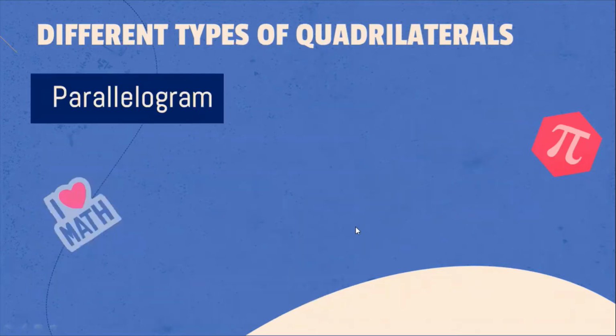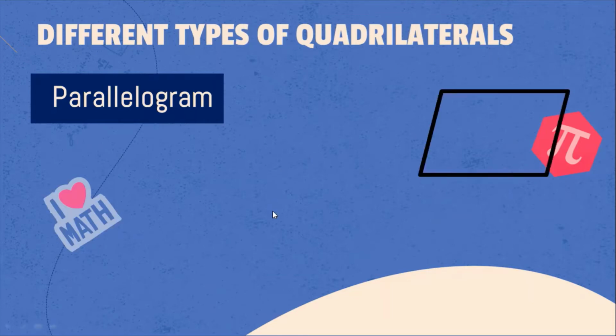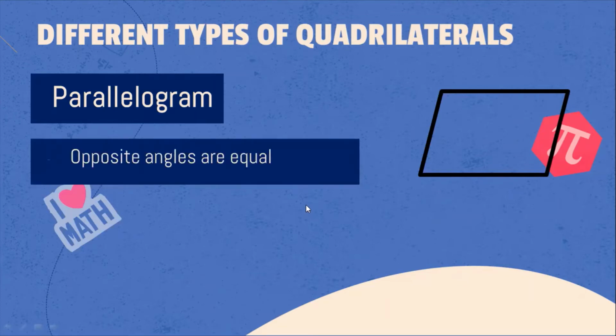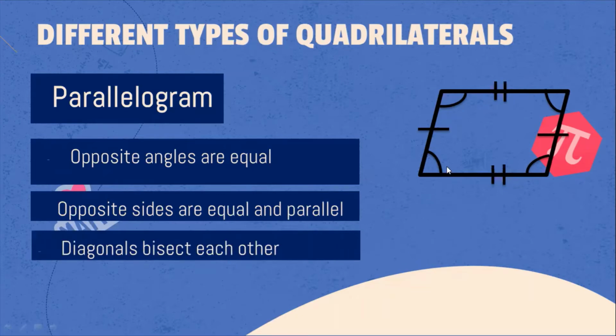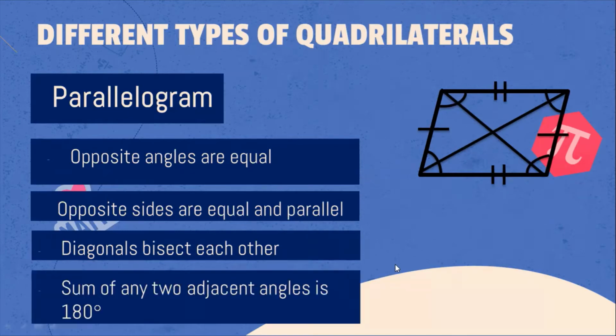Next one, parallelogram. How do we describe a parallelogram? This is an example of a parallelogram. What are the attributes of a parallelogram? First one, opposite angles are equal. Opposite interior angles are equal. Next one, opposite sides are equal and parallel. Another one, diagonals bisect each other. That means they divide the angles into two equal parts. The last one, the sum of any two adjacent angles is 180 degrees. That means the sum of two consecutive angles is 180 degrees.